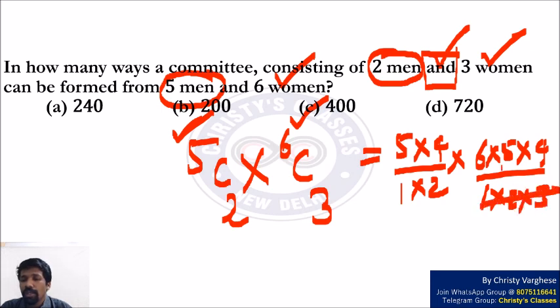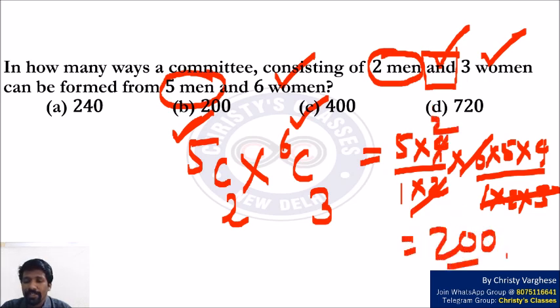1 into 2 into 3, and 6 can be cancelled. 2 and 4 can be cancelled to get 10. That is 10 into 20. That is 200 will be the answer. I just gave this question to give you an idea. So option B is the answer.